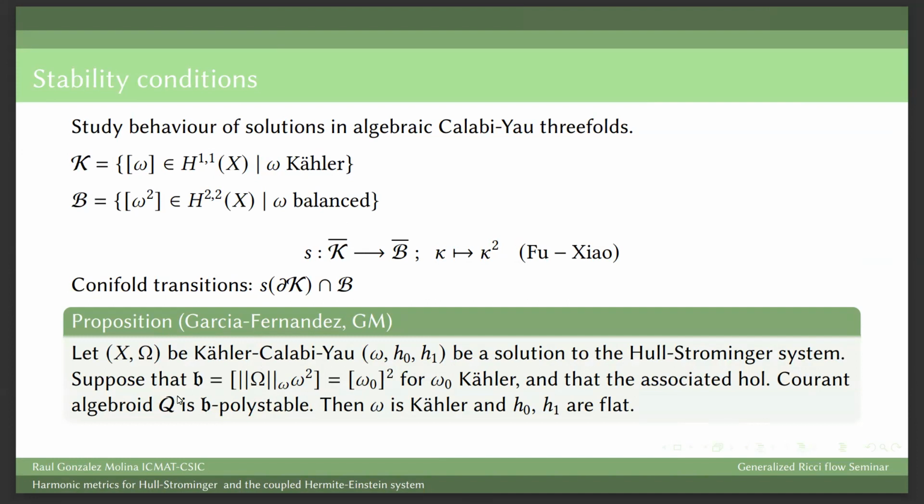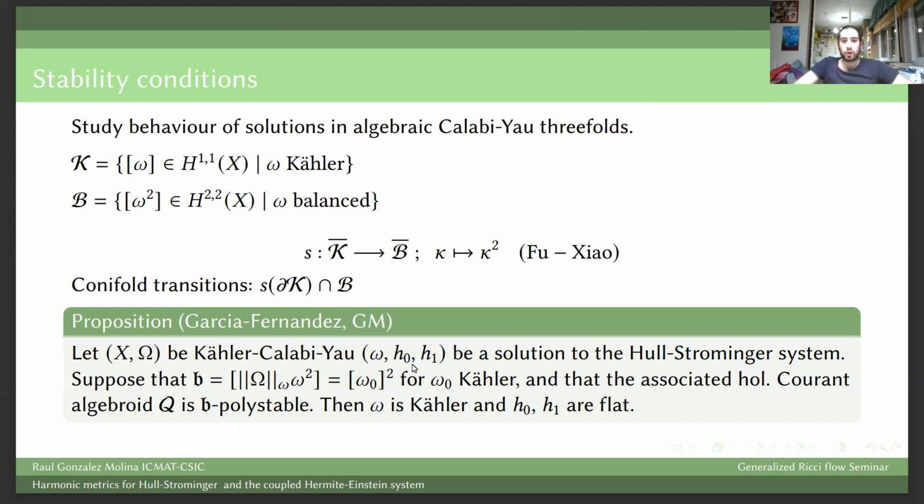Just a question: why don't you allow the balanced class to be on the boundary as well? Well, we start by this point, and we have this result. We have yet to study that; this is first the easier version. All right, the easier version. So now we assume that the balanced class is such that it is the square of a Kähler class. So if you want, it is in the image of this map S when restricted to the interior of the Kähler cone.